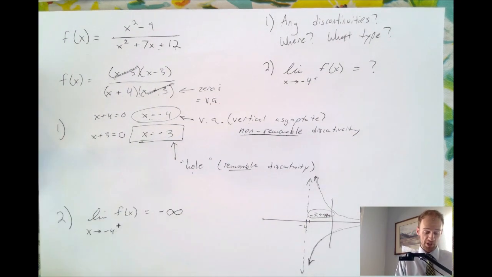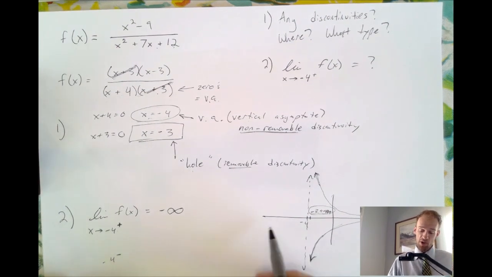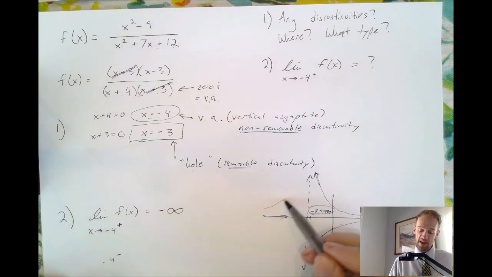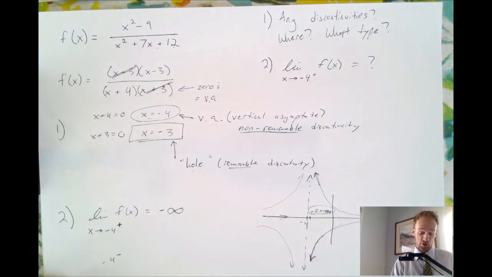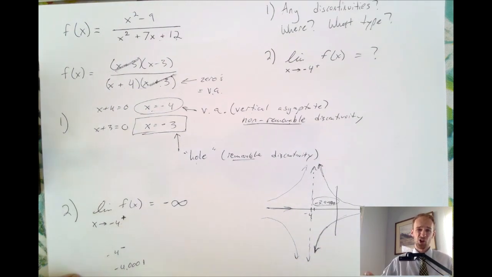If I was approaching -4 from the negative side, we'd be approaching this way. Now I want to know, is my function doing that or is it doing that? And to do that, I would maybe plug in a value like -4.00001 and see if I get a very large positive number or a very negative number. Okay, so let's take a look at the graph of this thing to see if we are indeed correct.